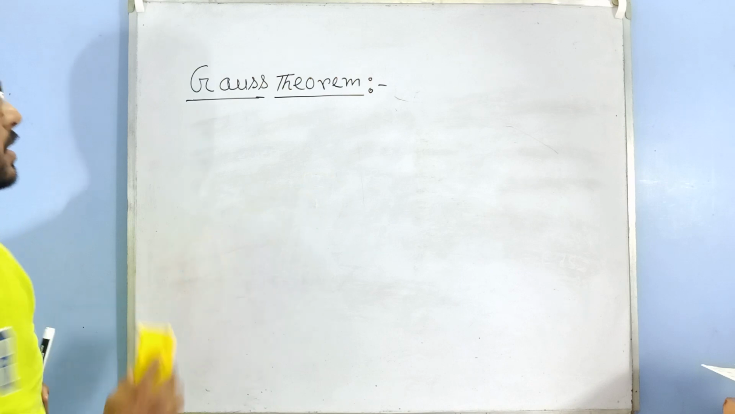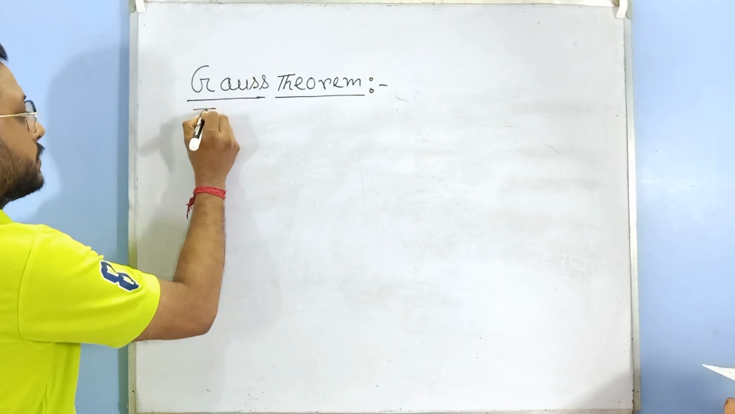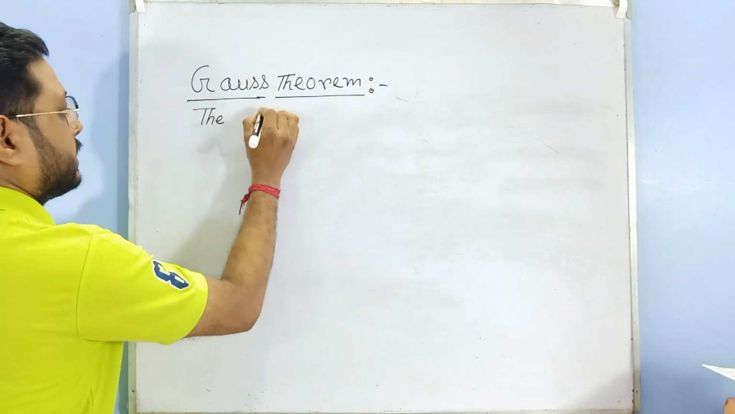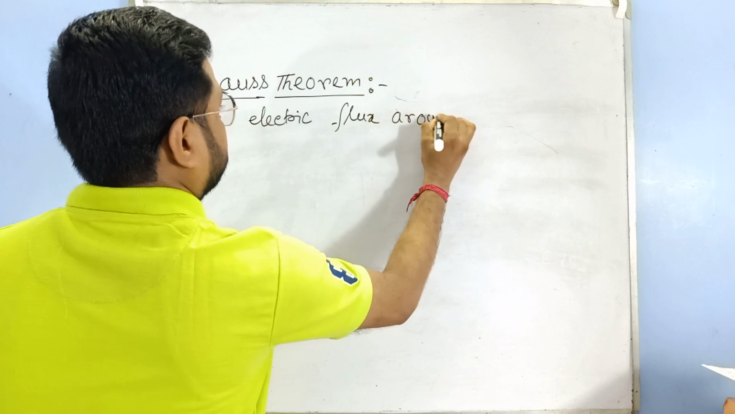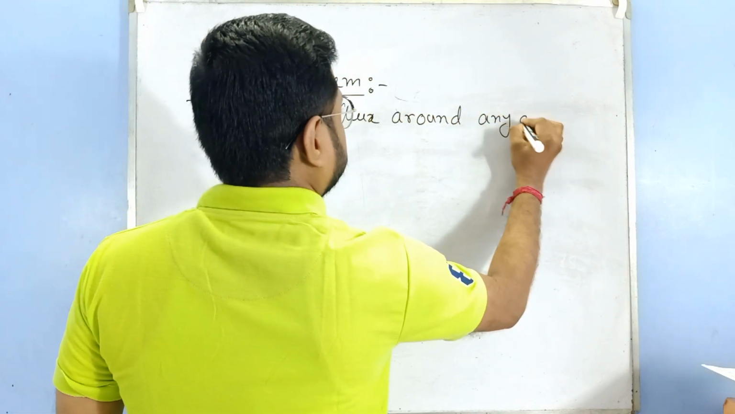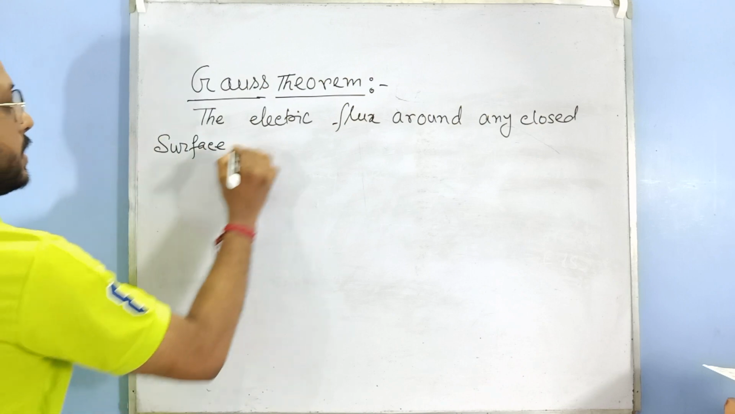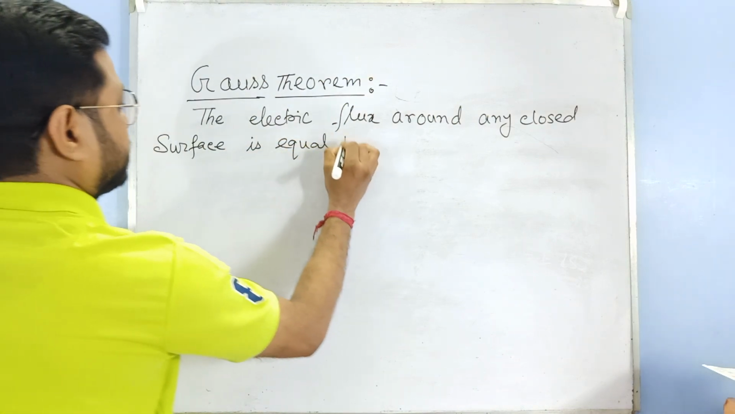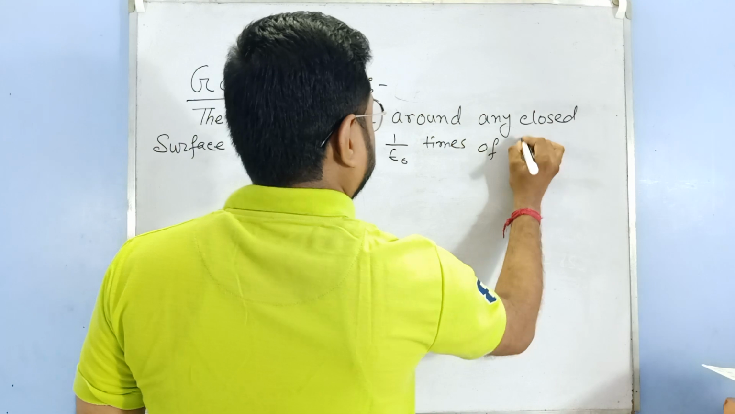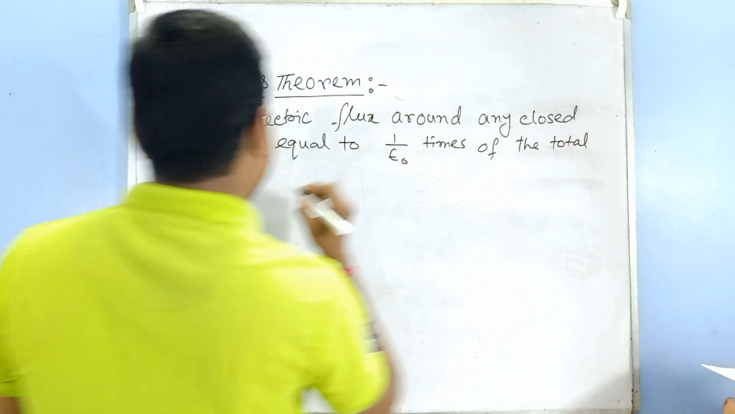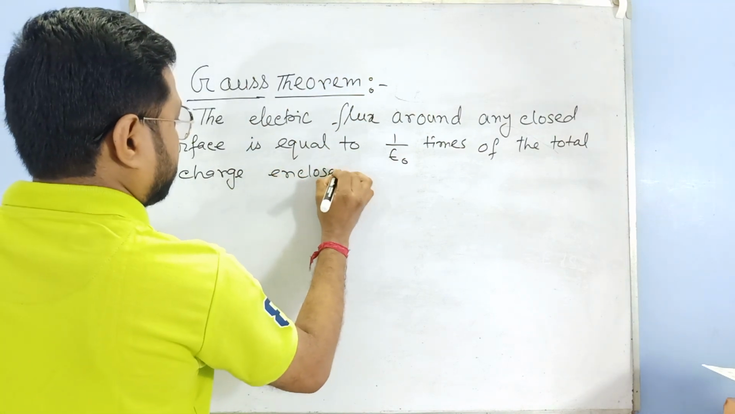Now we have to write the Gauss theorem. You know that the electric flux around any closed surface is equal to 1 by epsilon naught times the total charge enclosed by the surface.